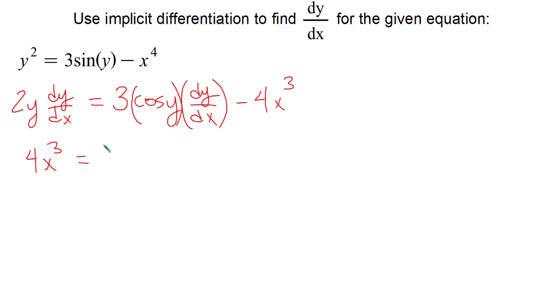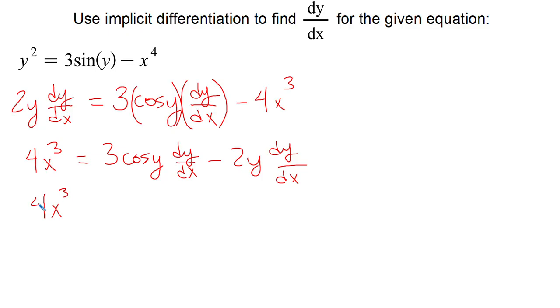And then I'm going to subtract the 2y. So I'm going to have 3 cosine y dy dx minus 2y dy dx. Now, if you decide to leave the 2y on the left side and just subtract the 3 cosine y dy dx, that's fine too. It doesn't really matter, but I just think this looks slightly cleaner.